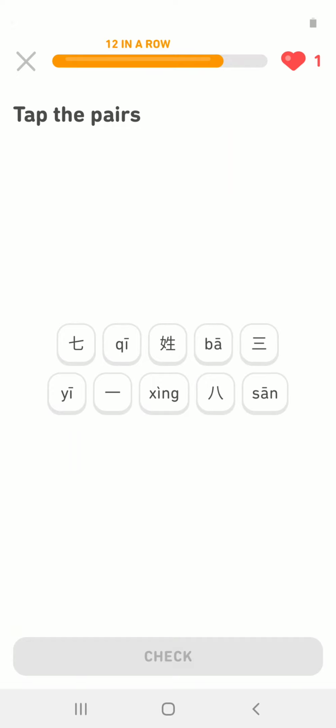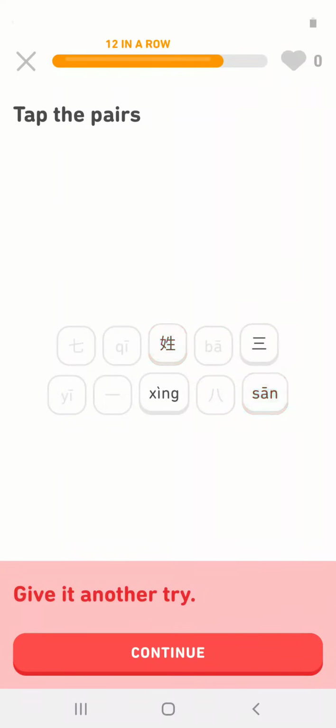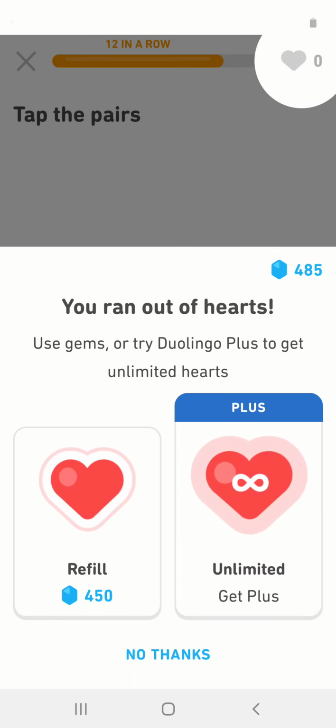Tap the pairs now. We know that 7 is Chi. Right? You got that correct. We know that Yi is that. So Chi is that. Yi is that. And Ba is this. San. Qing.